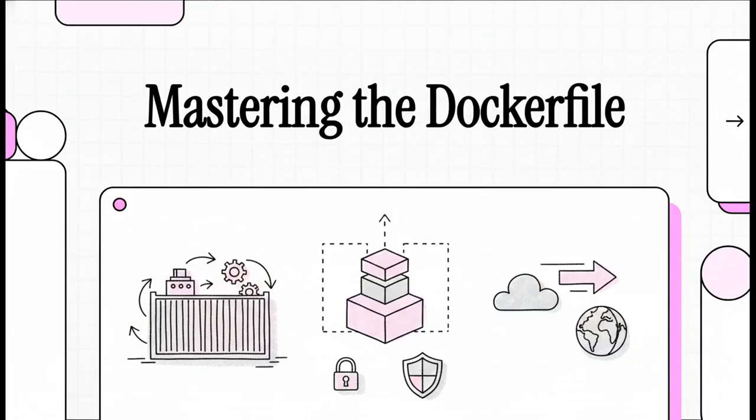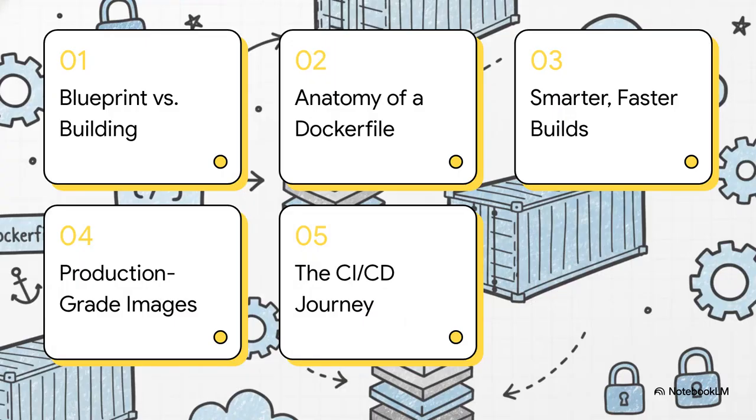Let's dive in. So here's the game plan. We're going to start with the absolute basics. What's the deal with an image versus a container? Then we'll get our hands dirty and dissect a real Dockerfile line by line. After that, I'll show you some awesome tricks to make your builds way faster. Then we'll level up to building production-grade, secure images. And finally, we'll see how it all fits into the bigger picture, the whole CI/CD pipeline.